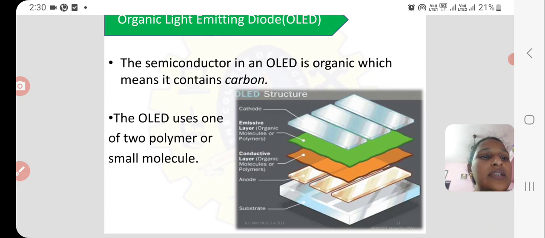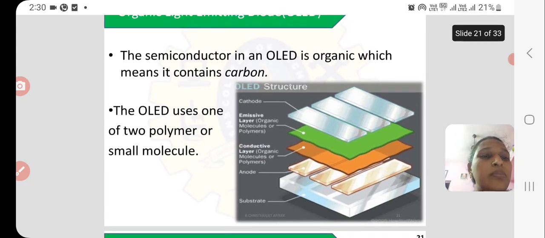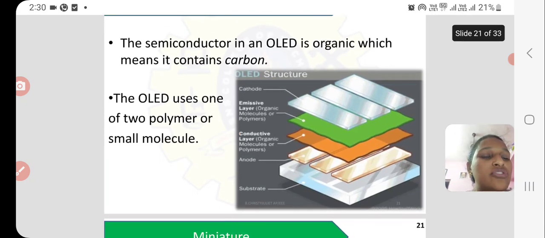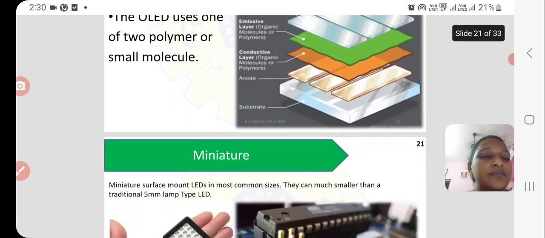The OLED structure consists of the top layer, which has the cathode, and beneath the cathode we have the emissive layer, which has the organic molecules or polymers, and below it we have the conductive layer, and below that we have the anode. All these cathode, anode, and the conductive and emissive layers are etched upon the substrate.